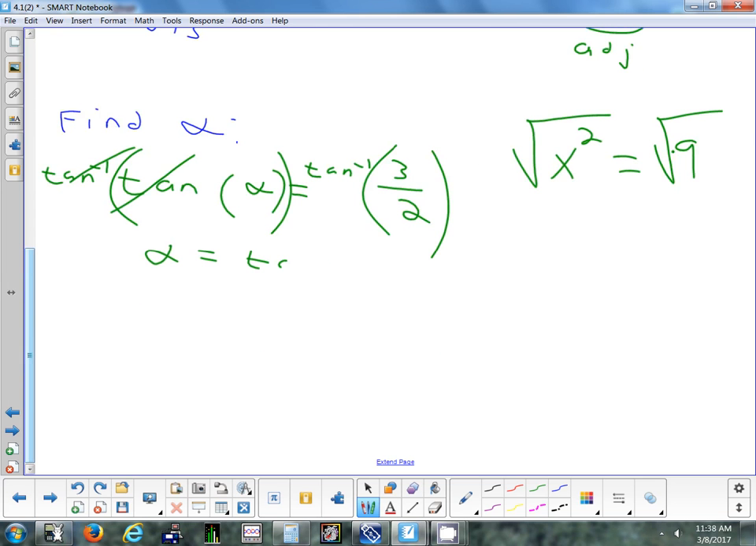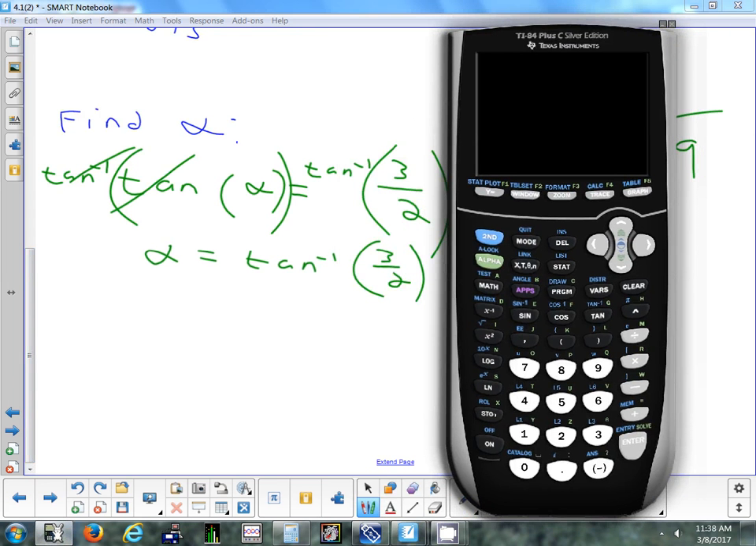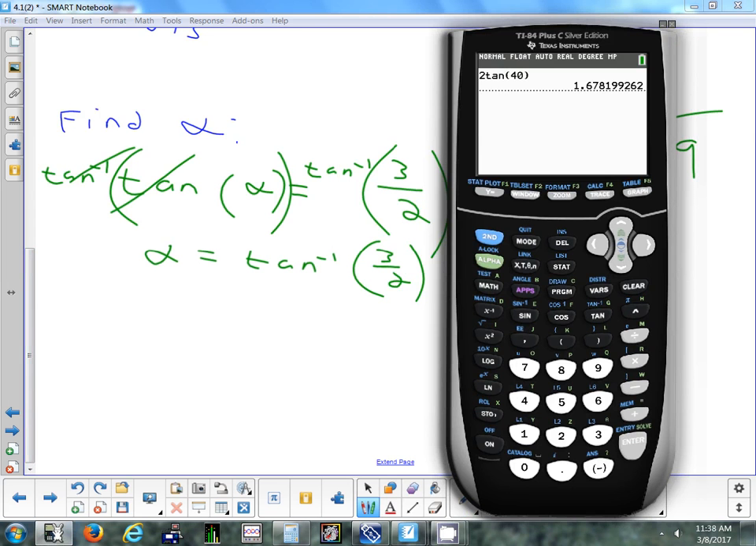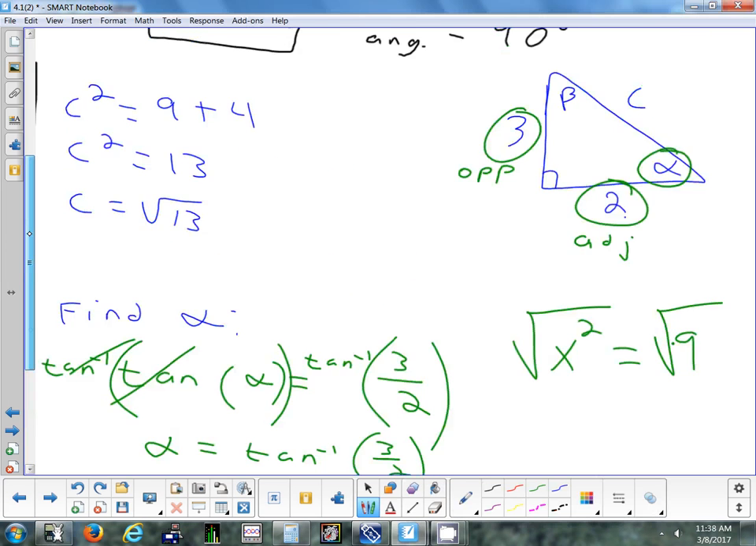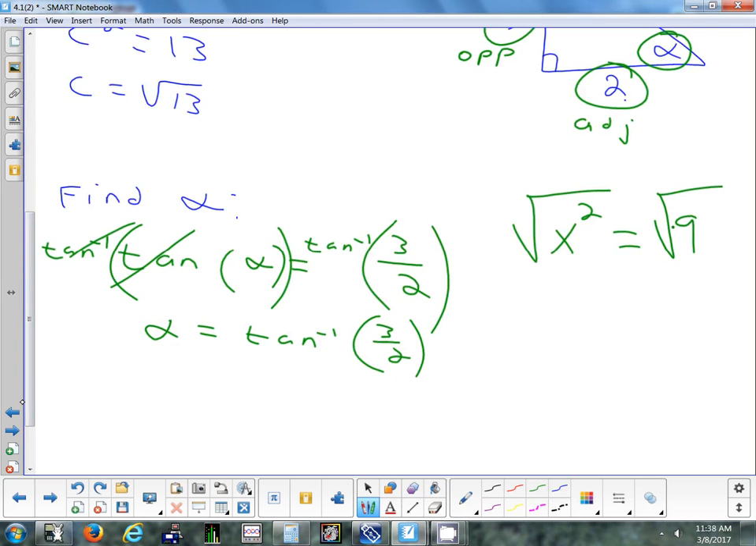And your answer is the inverse tangent of 3 over 2. Okay, now just type it in and see what it is. Inverse tangent of 3 over 2. 56.310. So 50 rounds up, 56.310. Okay. Any questions on how I got alpha?